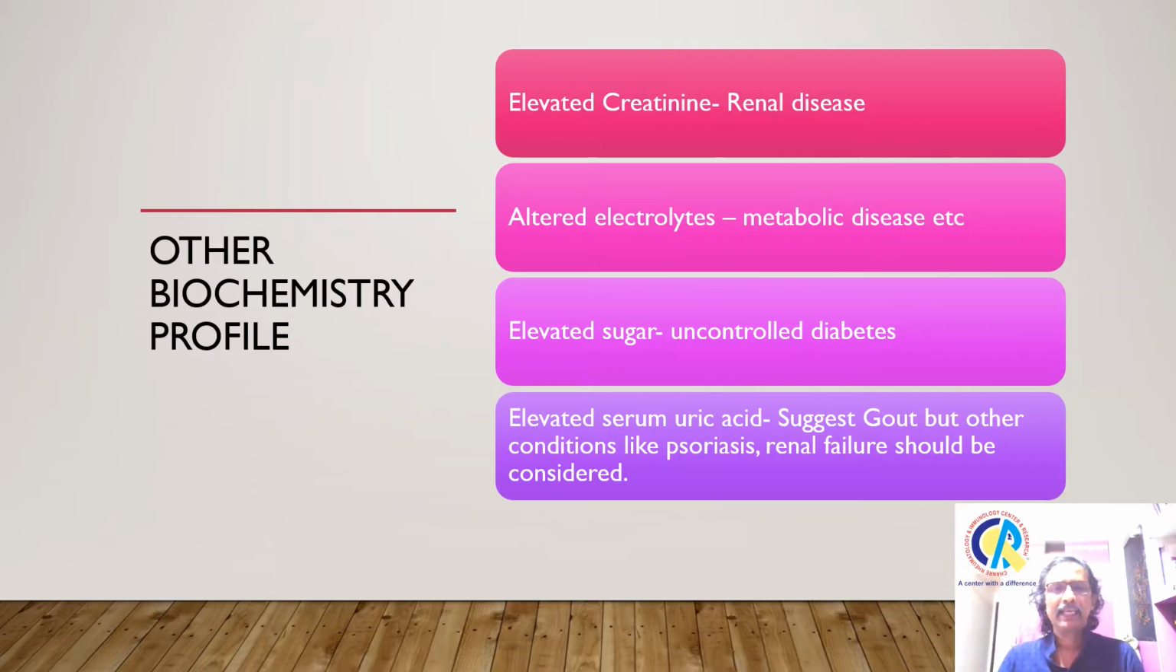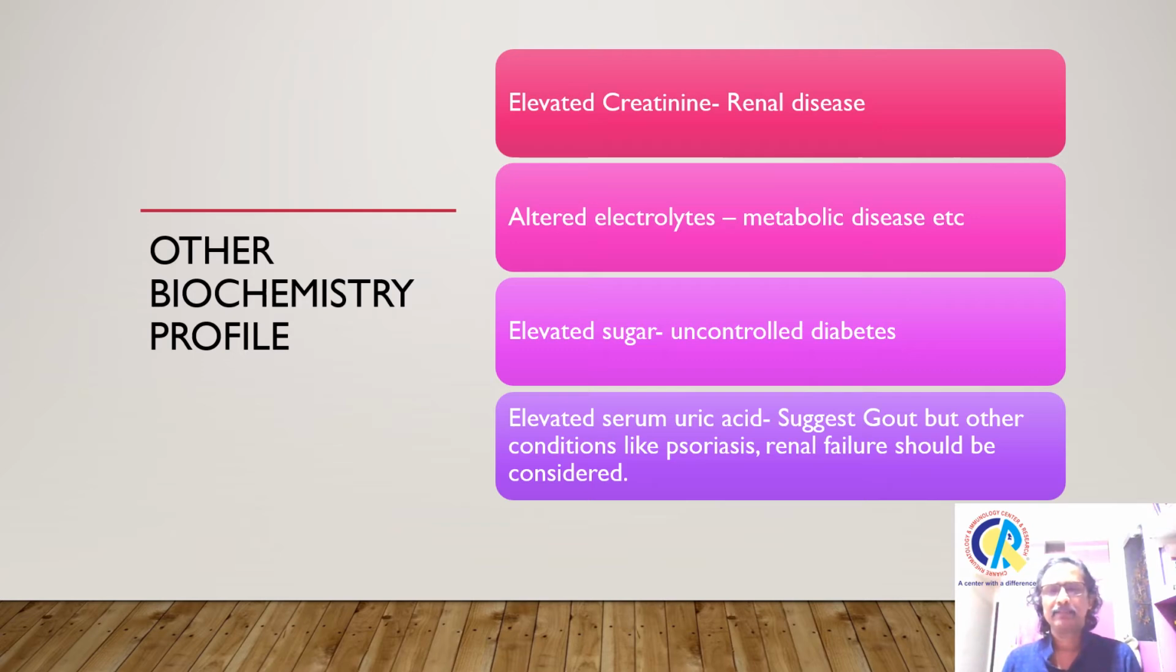The other tests, like elevated creatinine, suggest renal disease. Altered electrolytes suggest an associated metabolic disease, sometimes renal tubular acidosis, especially when the patient has hypokalemia. Elevated sugar suggests uncontrolled diabetes, and prolonged uncontrolled diabetes can present with several musculoskeletal manifestations like frozen shoulder and pain in the small joints of the hands, but several other musculoskeletal symptoms may be present in uncontrolled diabetes.